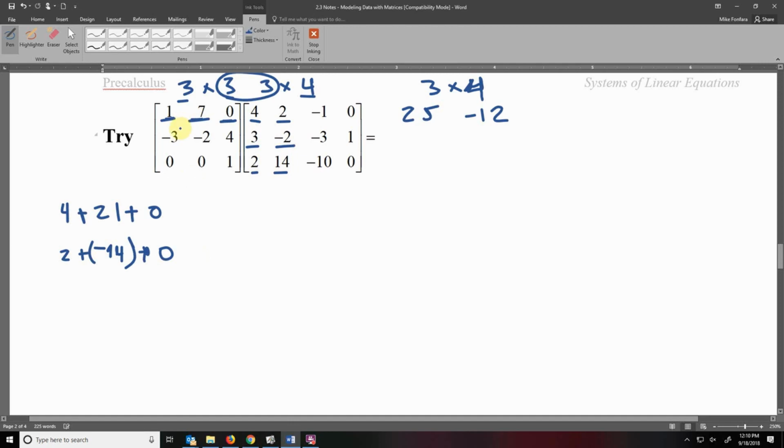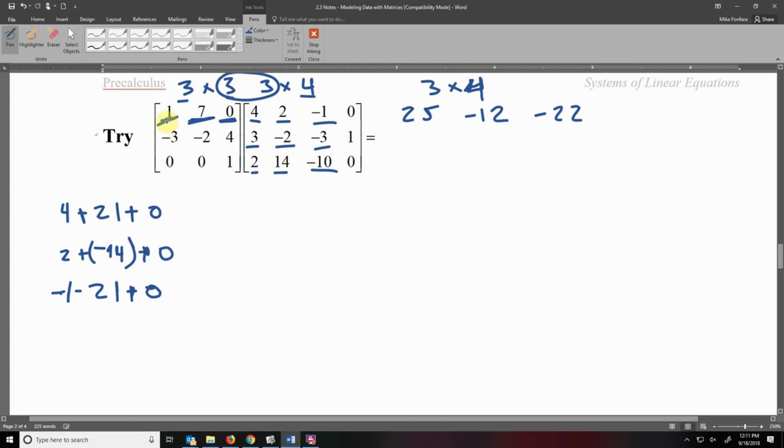Okay, and then the first row by the third column. 1 times negative 1 is negative 1. 7 times negative 3 is negative 21. Not really sure what's happening to this writing as I go here. And then 0 times negative 10 is 0. Negative 1 minus 21 plus 0 is negative 22.